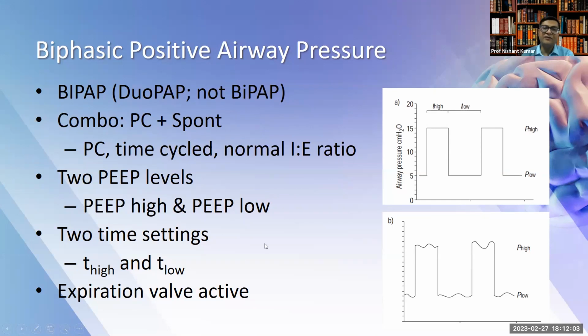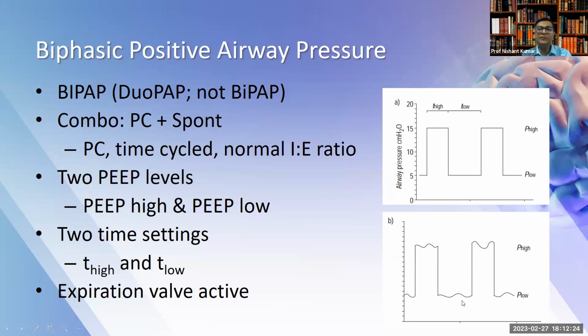Now, the expiration valve is active throughout the phase. So if the patient wants to breathe spontaneously and exhale, the patient can do so. Okay. So basically what happens is that for a spontaneously breathing patient, the PEEP for this period of time is 15. So the patient takes a spontaneous breath at 15 PEEP.